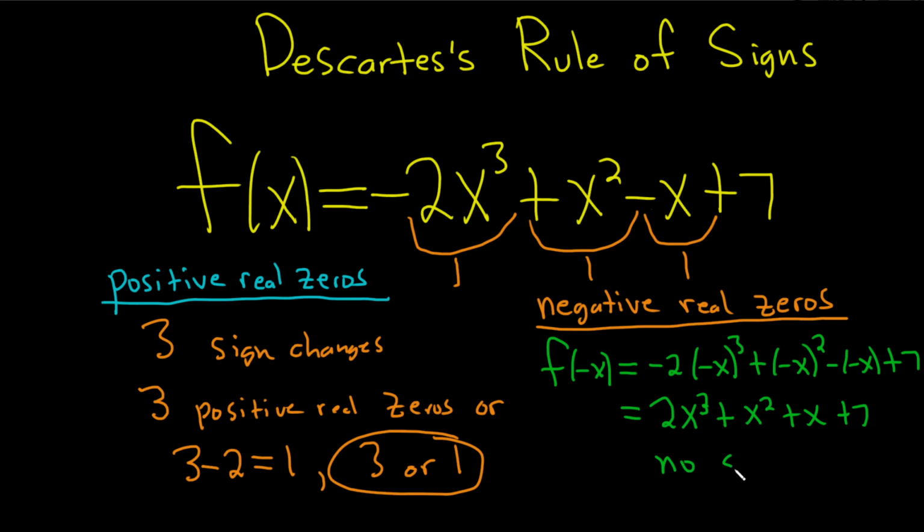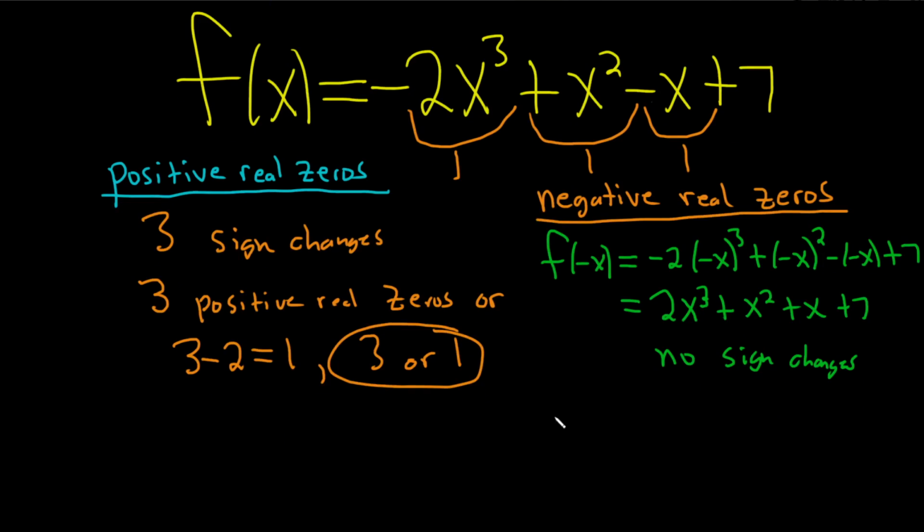So there's no sign change. So no sign changes. So there are no negative real zeros. So no negative real zeros in this problem.